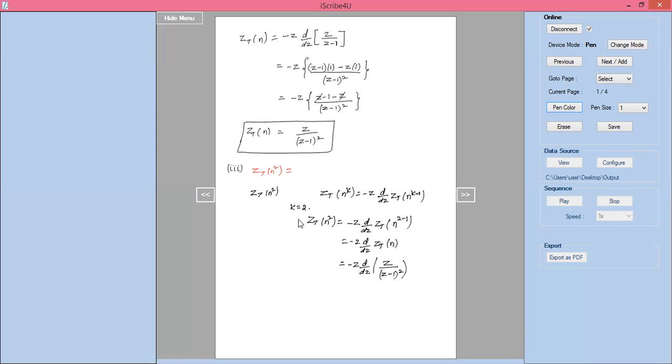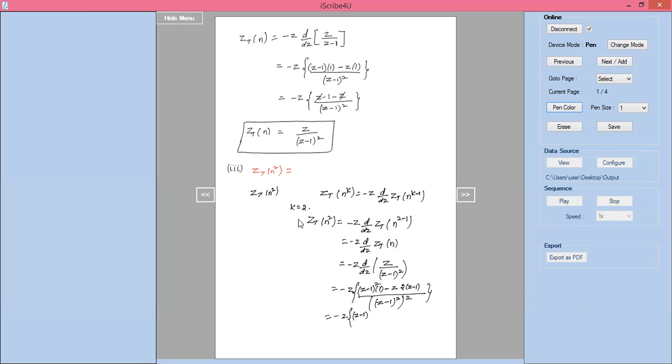Now you will write minus Z into d by dz of that. Z minus 1 whole square is there in the denominator, so we apply the quotient rule. The numerator is V into differentiation of Z, which is 1, minus Z into differentiation of Z minus 1 whole square, which is nothing but 2 times Z minus 1. Now, if I simplify this, I'll get minus Z into, here I'll take Z minus 1 outside.